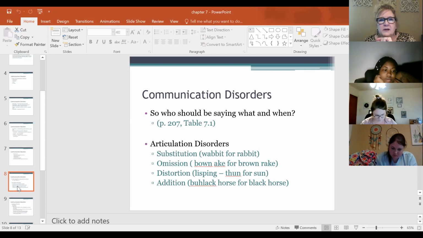An addition is where they add a sound in. So black horse for black horse. They're adding that sound into the word. So those are the 4 different types of articulation disorders. So articulation is the first kind of communication disorder, and then there are those subtypes underneath it.